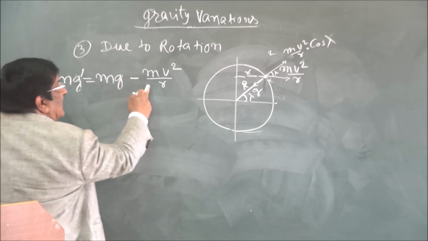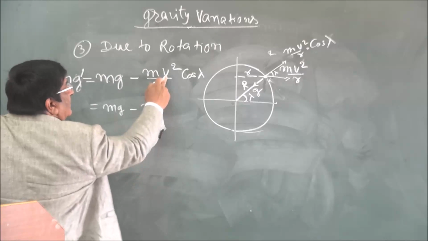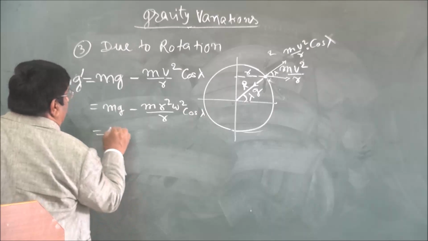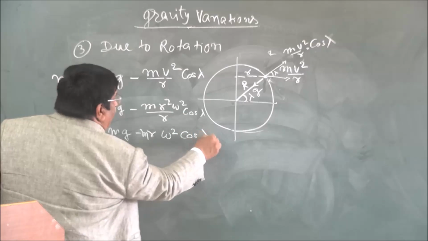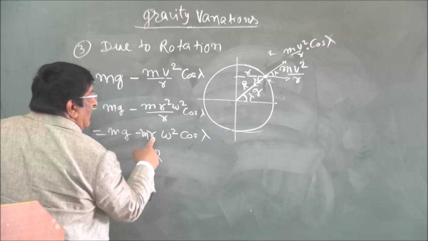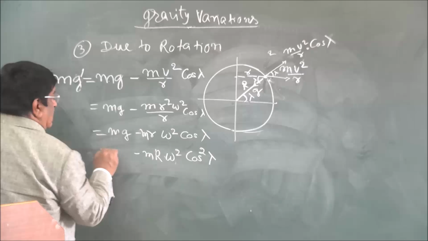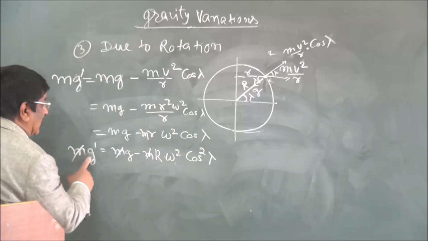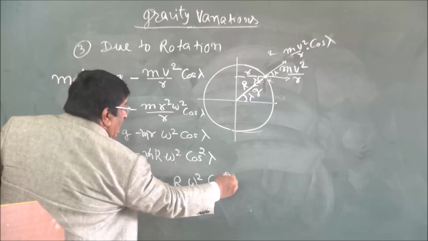Now you tell me what is the effective force in this direction. mg dash is equal to mg minus mv square upon r cos lambda. This is equal to mg minus m r omega square cos lambda. Now this r is equal to what? This is lambda. So this r is equal to capital R cos lambda. So we get cos square lambda. Cancel out m. So what is the resultant acceleration due to gravity? G minus R omega square cos square lambda.